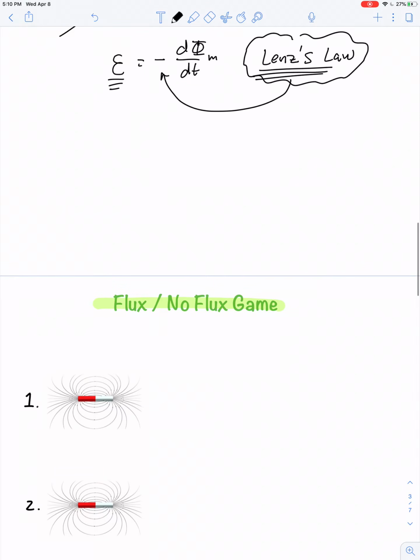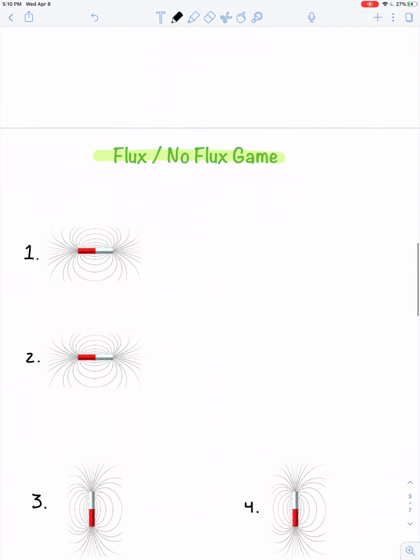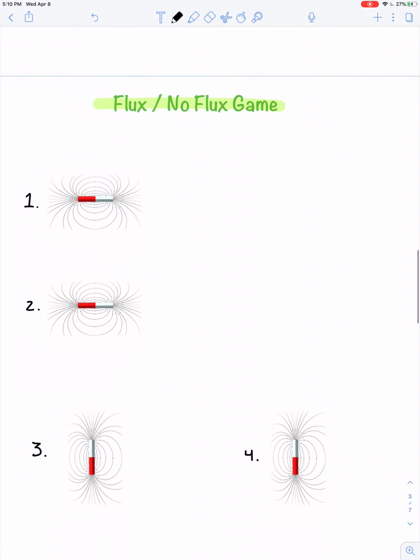Before we get to Lenz's law, it's time for us to play the game that's sweeping the nation called Flux, No Flux. So, here's round one of the game. You tell me whether or not this picture represents some amount of magnetic flux. You see the bar magnet, and now you see a loop of wire. Flux or no flux? Correct. In that case, there is some flux.